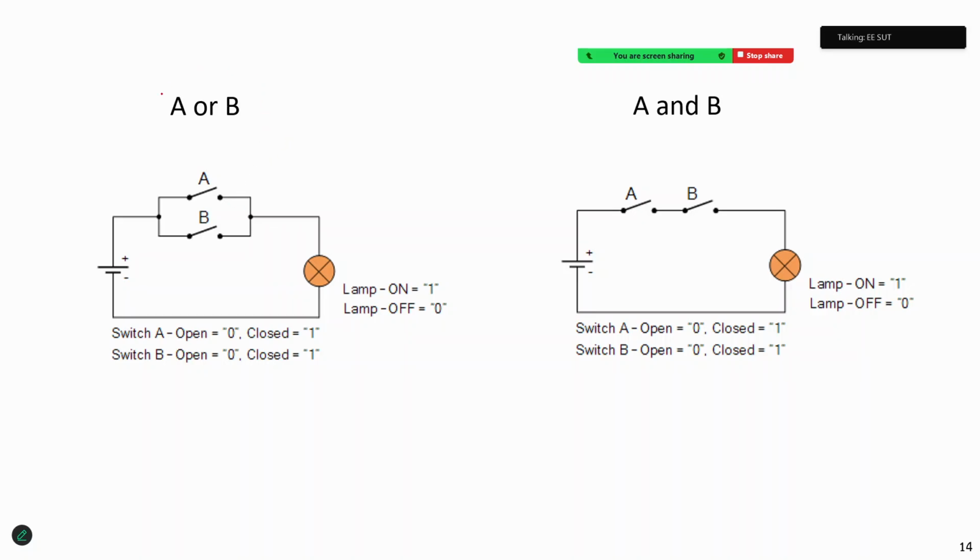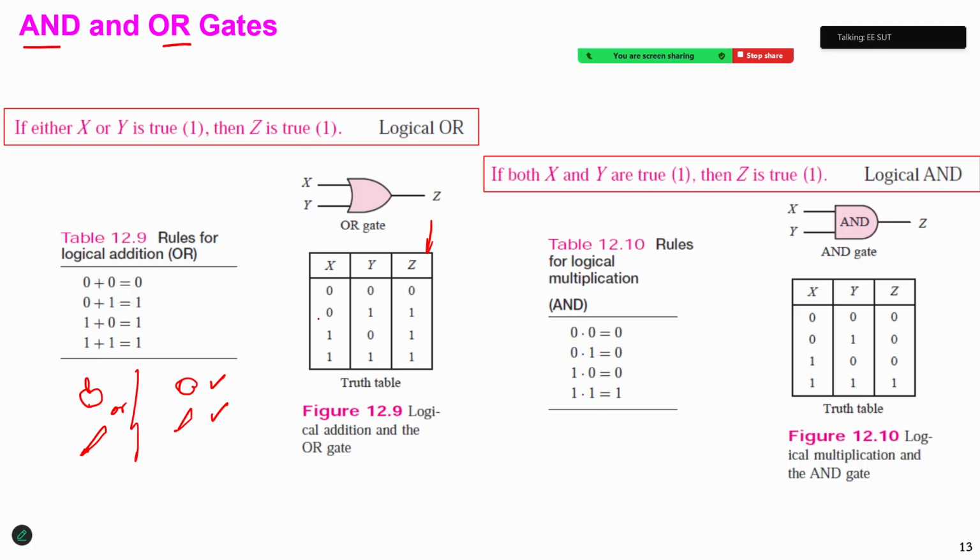This is the OR circuit, right? If I close switch A, the lamp will turn on. Either I close switch B, the lamp also turns on, right? So A or B can turn on the lamp. If we turn on both A and B, the lamp will turn on also. So in this case, which one is on? The output would be on, like this.